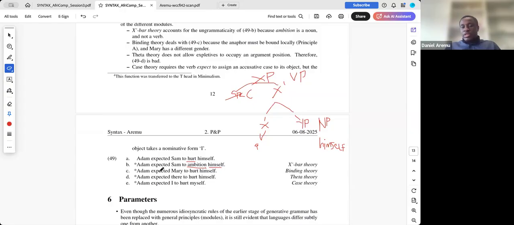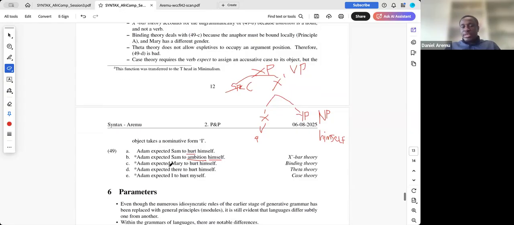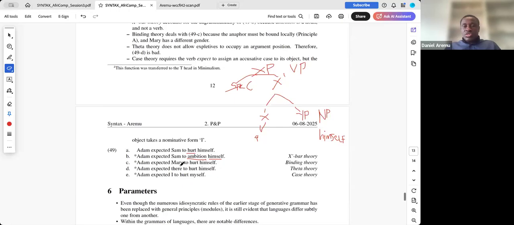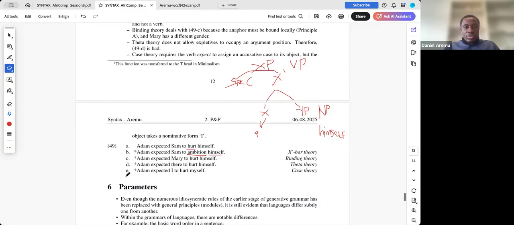49c, binding theory, explains the ungrammaticality. So Adam expected Mary to hurt himself. So I'm going to throw this to the house. What can help us with 49c? The answer is there already, but just to explain. If binding theory is what explains 49c's ungrammaticality, how? Which of the principles? Who can explain that for us?